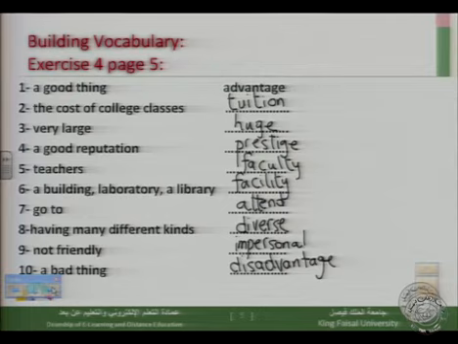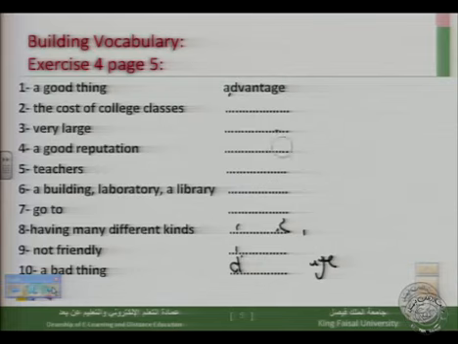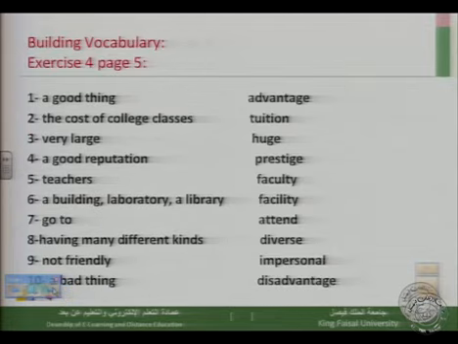It's disadvantage. It's exactly the opposite of advantage. This is our exercise. In the next slide, I will let you see the exercise corrected. Let's go to the next slide and we will see the exercise corrected. So, building vocabulary, exercise 4, page 5.